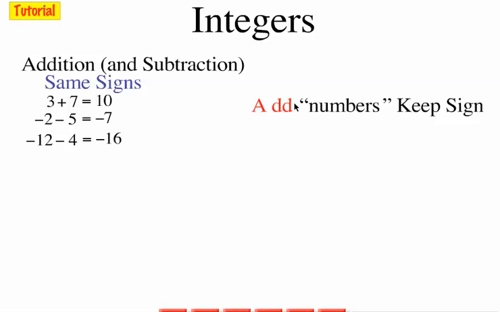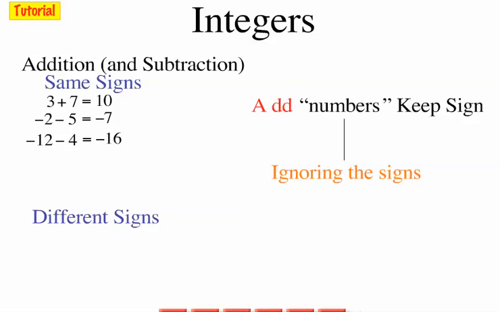So what we do is we "add" the numbers, and I put that in quotations, because we're not really adding the integers. We've kind of ignored the signs. So we're just adding the 2 and the 5, and we get 7. And then we keep the sign. Okay, so we add the numbers to keep the sign. All right, what happens when the signs are different?